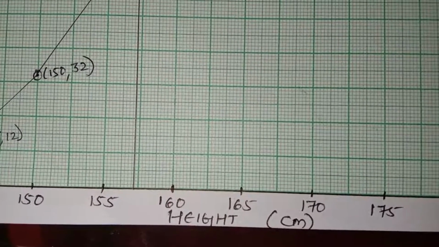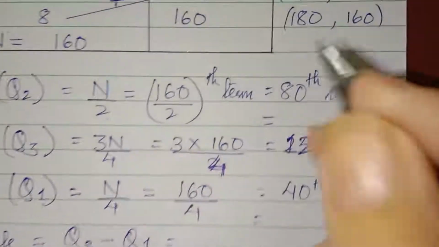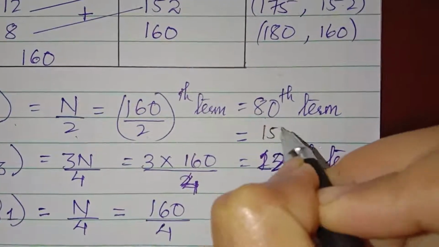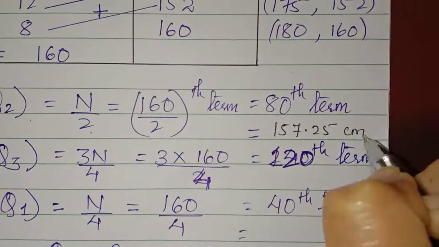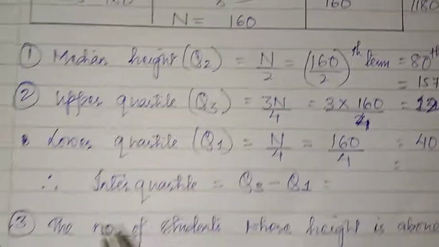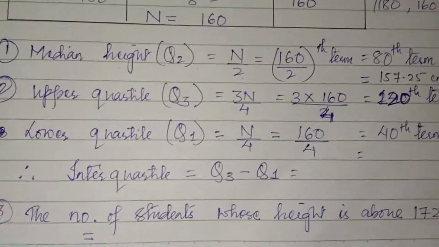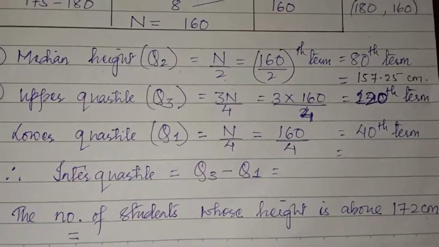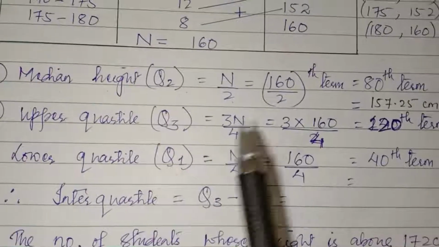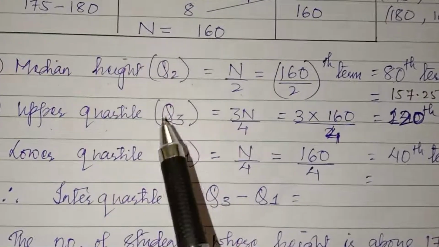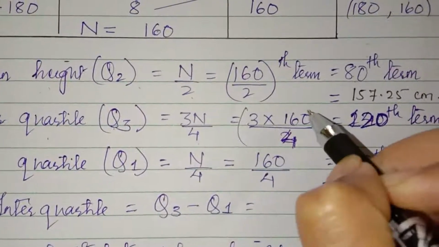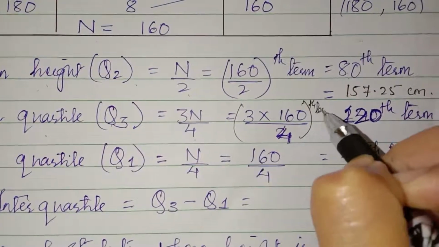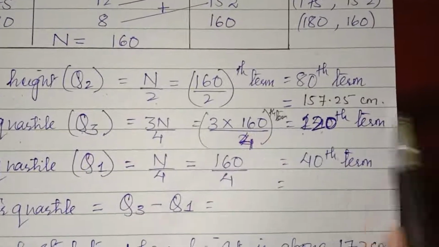So here we will write 157.25 centimeter. Okay, now next is the interquartile range. To find the interquartile range, we need to find the upper quartile and lower quartile first. The upper quartile Q3, its formula is the 3n by 4th term, which is the 120th term.